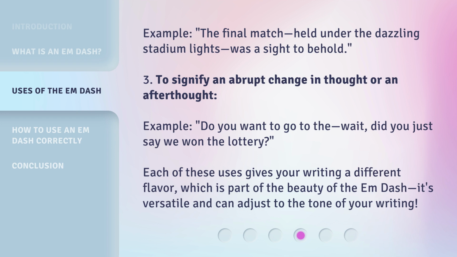3. To signify an abrupt change in thought or an afterthought. Example: Do you want to go to the—wait, did you just say we won the lottery? Each of these uses gives your writing a different flavor, which is part of the beauty of the M dash. It's versatile and can adjust to the tone of your writing.